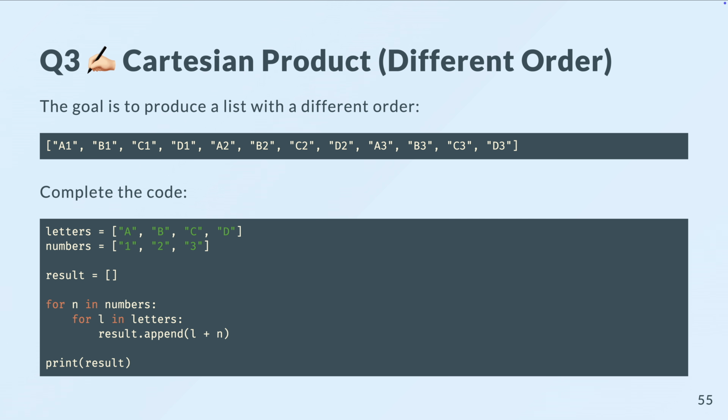Solution. Outer loop for N in numbers. Inner loop for L in letters. Inside the loops, append L plus N. Because N is outside now, we finish all letters for 1 first, then all letters for 2, and lastly, all letters for 3.